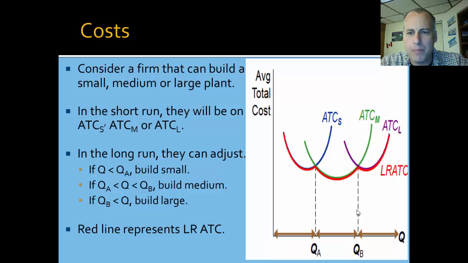If the output that they want to produce is something less than QA, then the cheapest way to do it is with a small manufacturing plant. If their output is between QA and QB, the cheapest way to do it is with a medium-sized manufacturing plant. And if their output is larger than QB, then the cheapest way to do it, you can see, is with a large manufacturing plant. So the red line at the bottom of the average total cost curves represents the long-run average total cost.